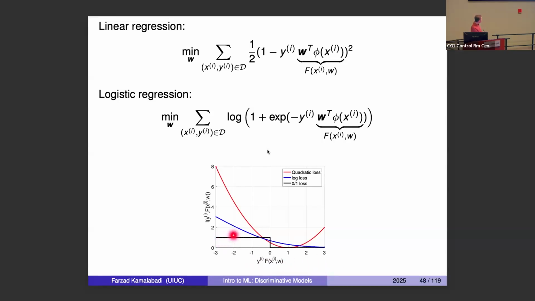This is a good time to ask the question: if this is my goal, this black line, why do I need to settle for things like that red line as a cost, or the blue line? Why don't I just directly go for the ideal case where I have that cost?